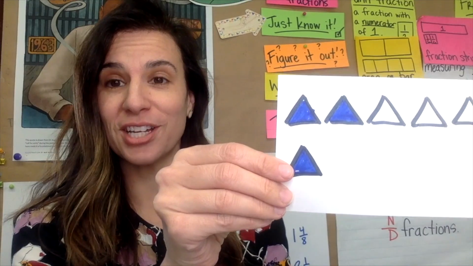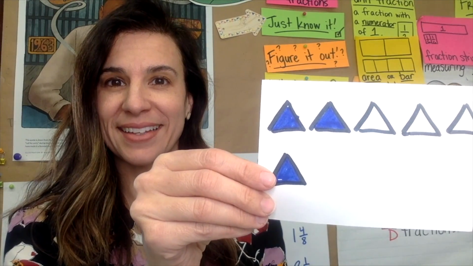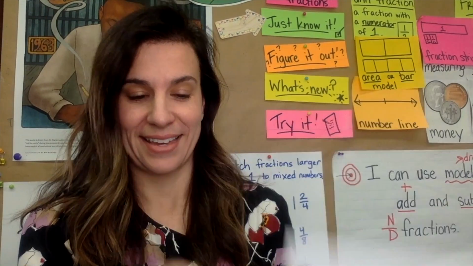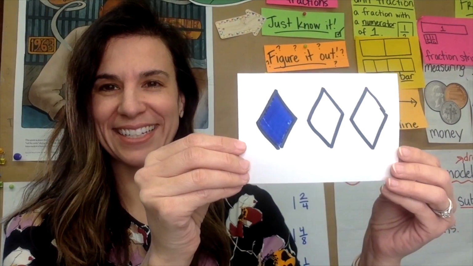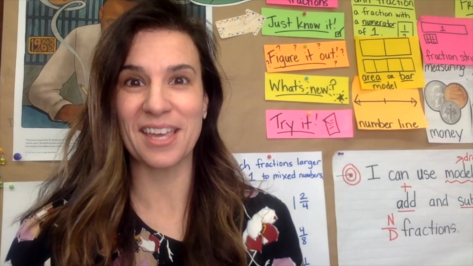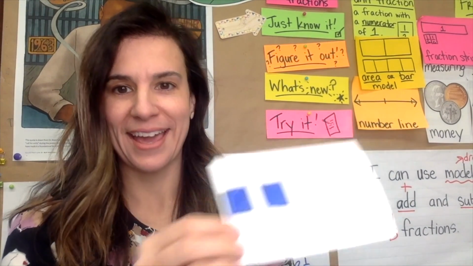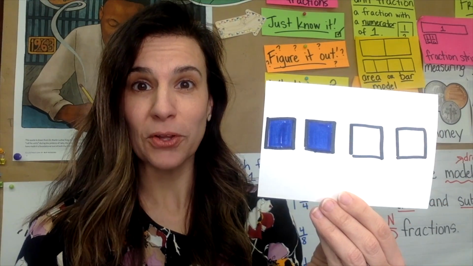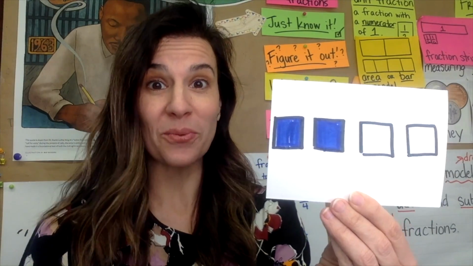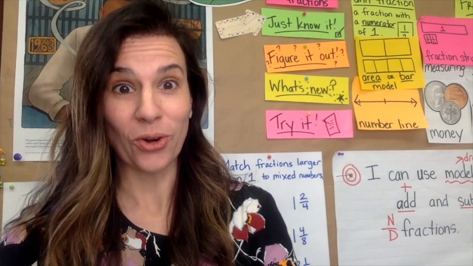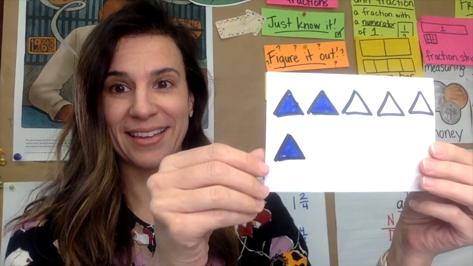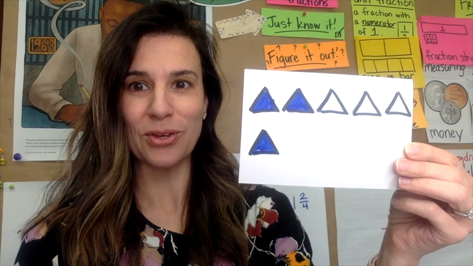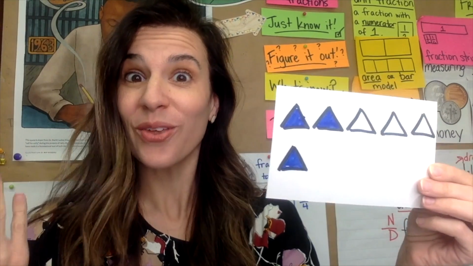Okay, look for the part that's shaded blue. And last one. Okay, let's see if you just knew it. Okay, in this set, there are 4, and how many are shaded blue? 2 out of 4. If you said 1/2, you're right, or 2/4. So we have 5, 6. And 3 are shaded blue. So 3/6, another 1/2.